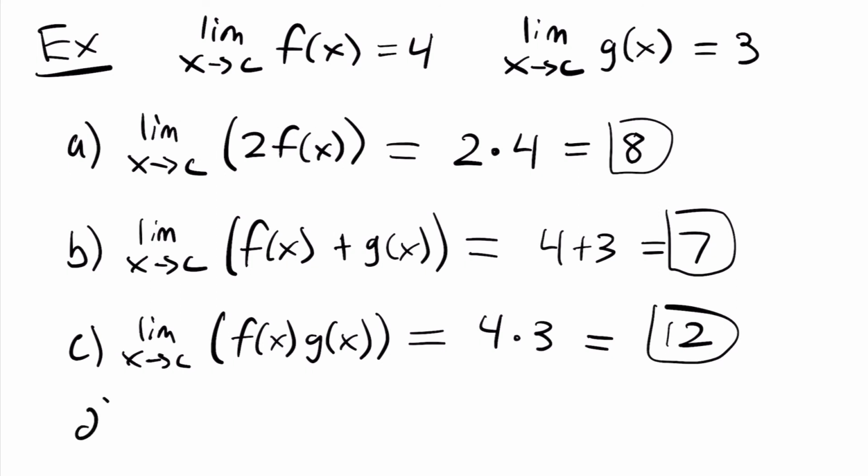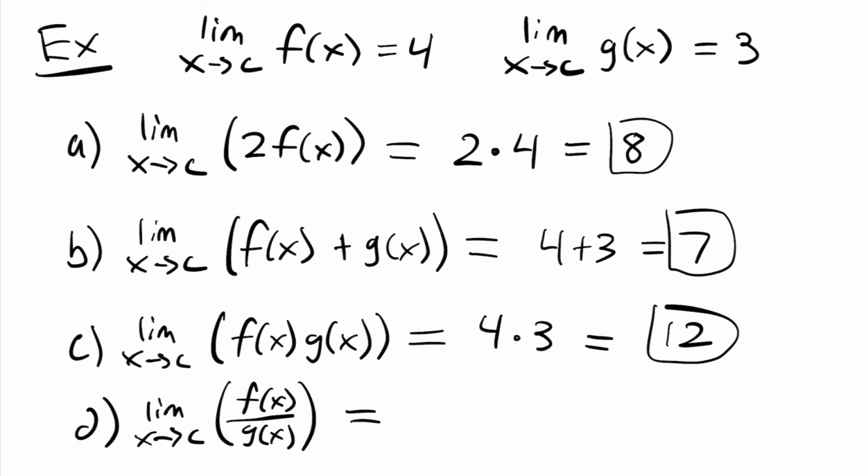And then finally, we'll look at D, which says what is the limit as x approaches c for f of x divided by g of x? What is the limit of that whole function? Well, this uses our quotient rule, which says that we can just take the limit of f of x and divide it by the limit of g of x. In this case, that would be 4 divided by 3, which is actually just our answer. We can't simplify that. Our answer is going to be 4/3.